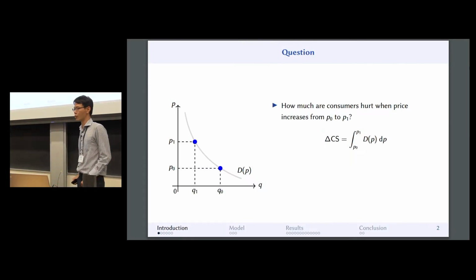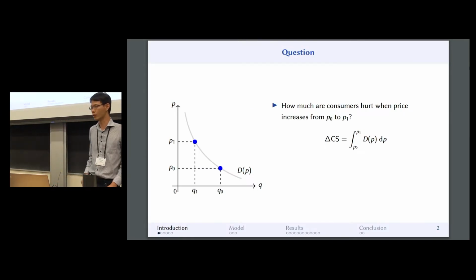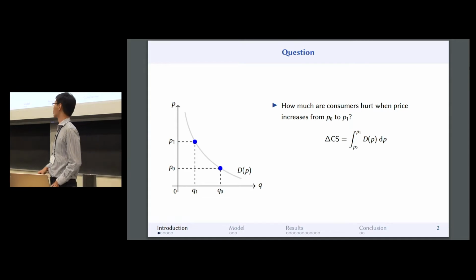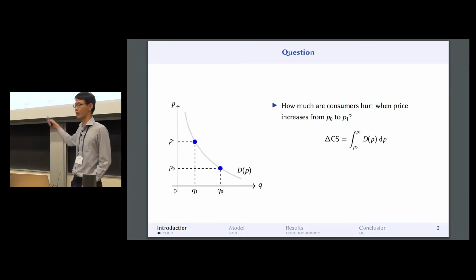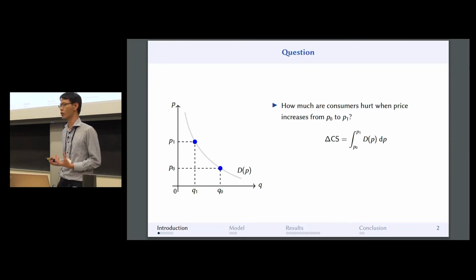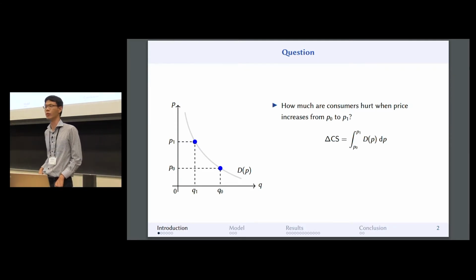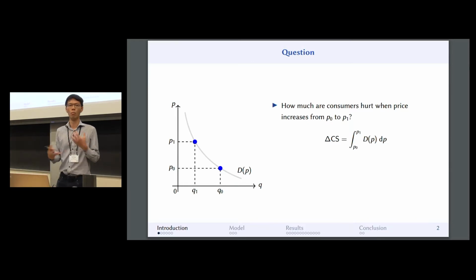So let me begin with a really simple question. The question is as follows. You observe this demand curve that you see on the left-hand side. And the question is, how much are consumers hurt when the price increases from P0 to P1? Right? So most of you have heard some variant of this problem before.